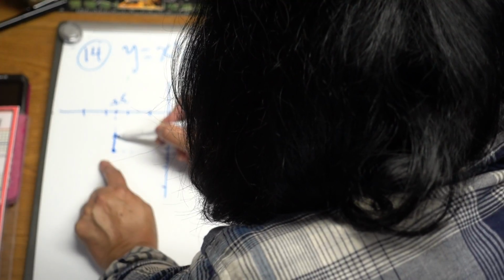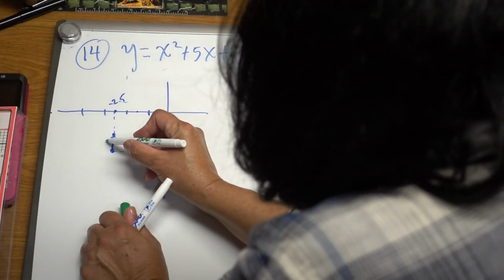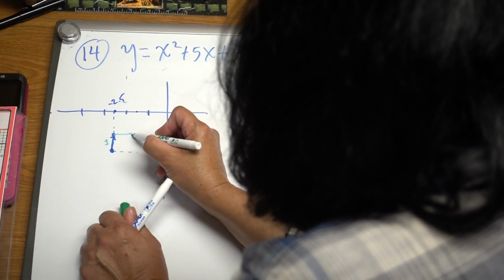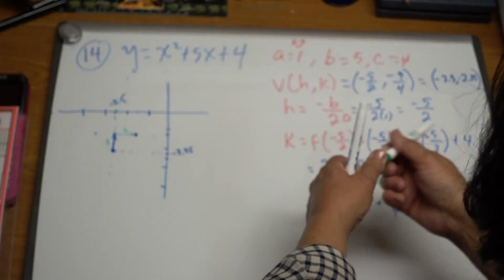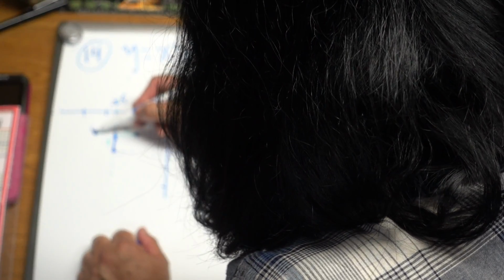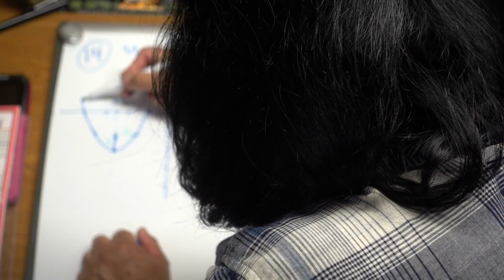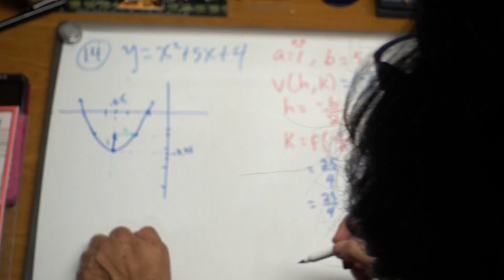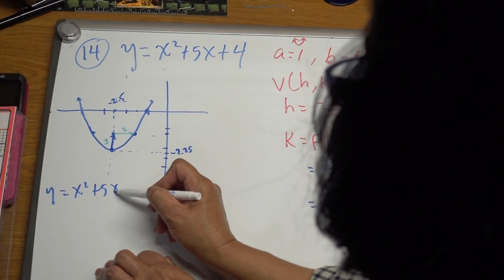Up 1, and 1 to the right. Since this is the axis of symmetry, the mirror point is this one. And we have the vertex and the two points, so we're ready to connect them. And this is the graph of y equals x squared plus 5x plus 4.